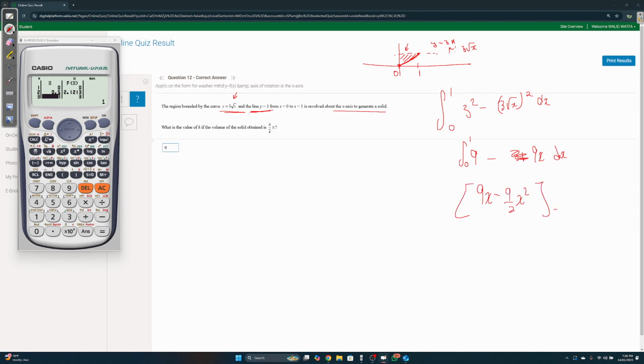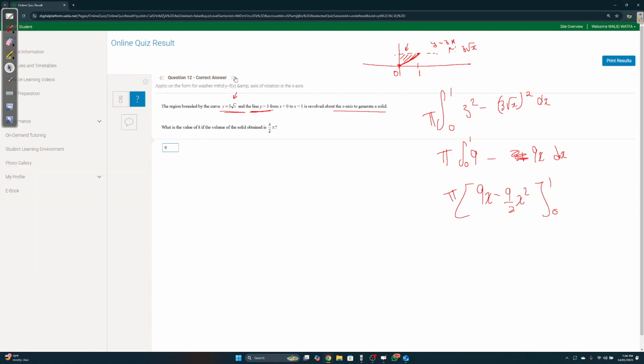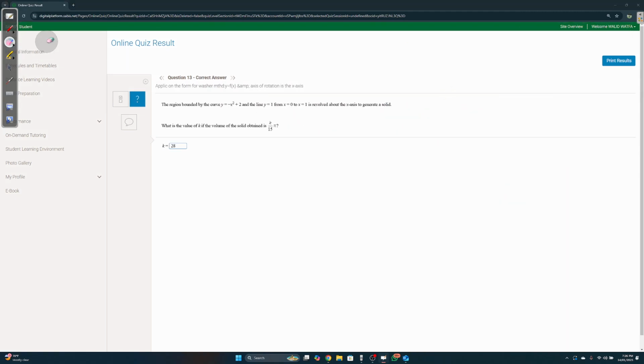In between 0 and 1. I forgot the pi, guys. Don't forget the pi. And you should get, let's check on our calculator. Integral of 9 minus 9x in between 0 and 1. We should get 1 over 2. No, I'm sorry, 9 over 2. Yeah, there you go, 9 over 2. So k is 9.